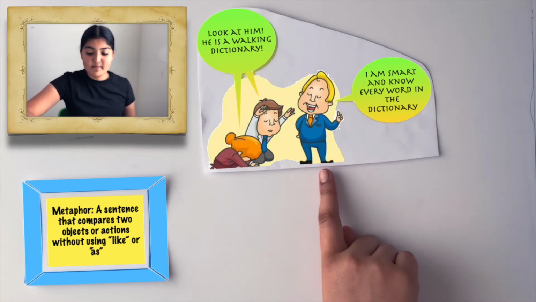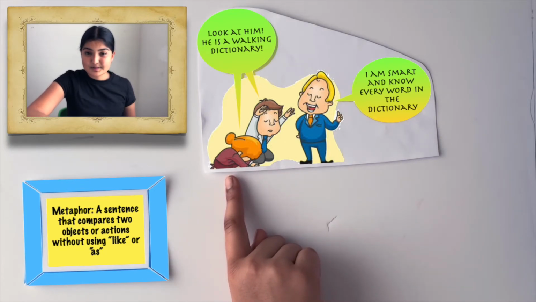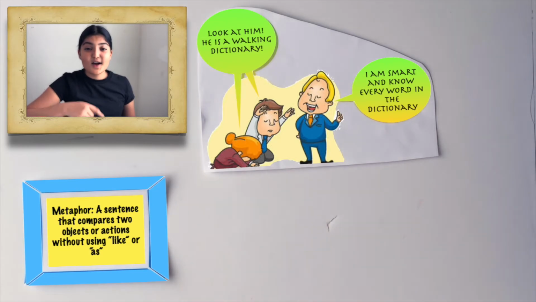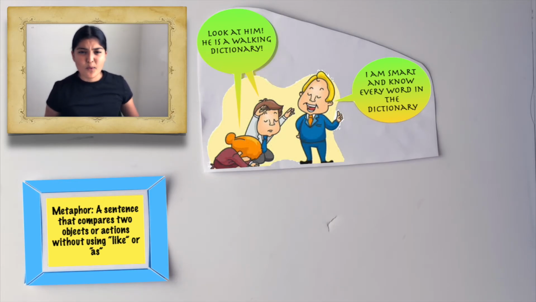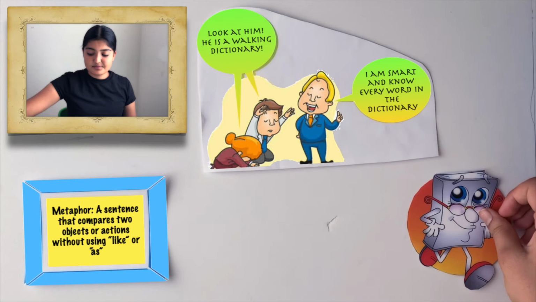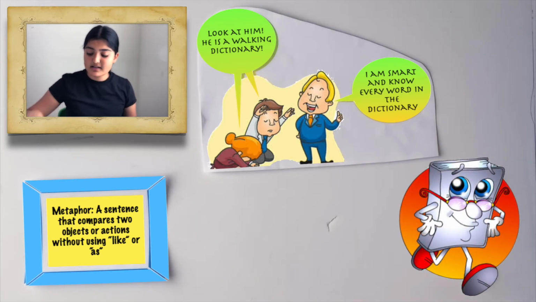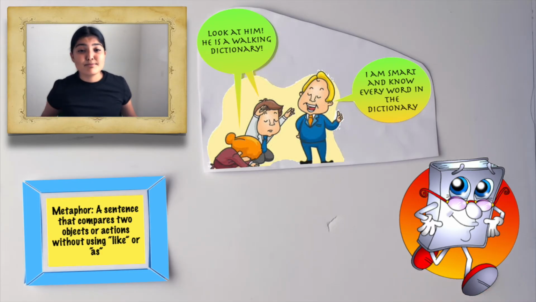Let's look at another example of a metaphor. Here is Bob, Joe, and Sally. Joe and Sally are talking to each other about Bob. And they say, "Wow, look at him. He is a walking dictionary." Now, of course, Bob cannot be a walking dictionary, because otherwise, he would look like this. What they mean to say is that Bob is very smart and knows every word in the English dictionary. This is another example of a metaphor.